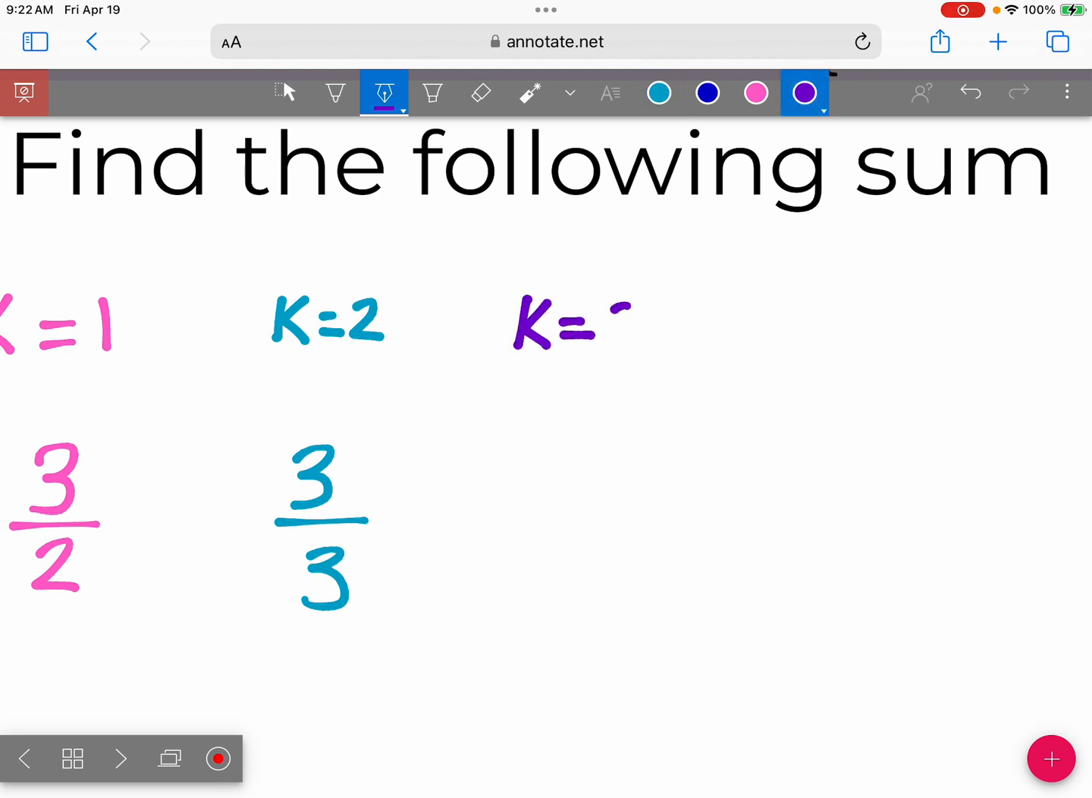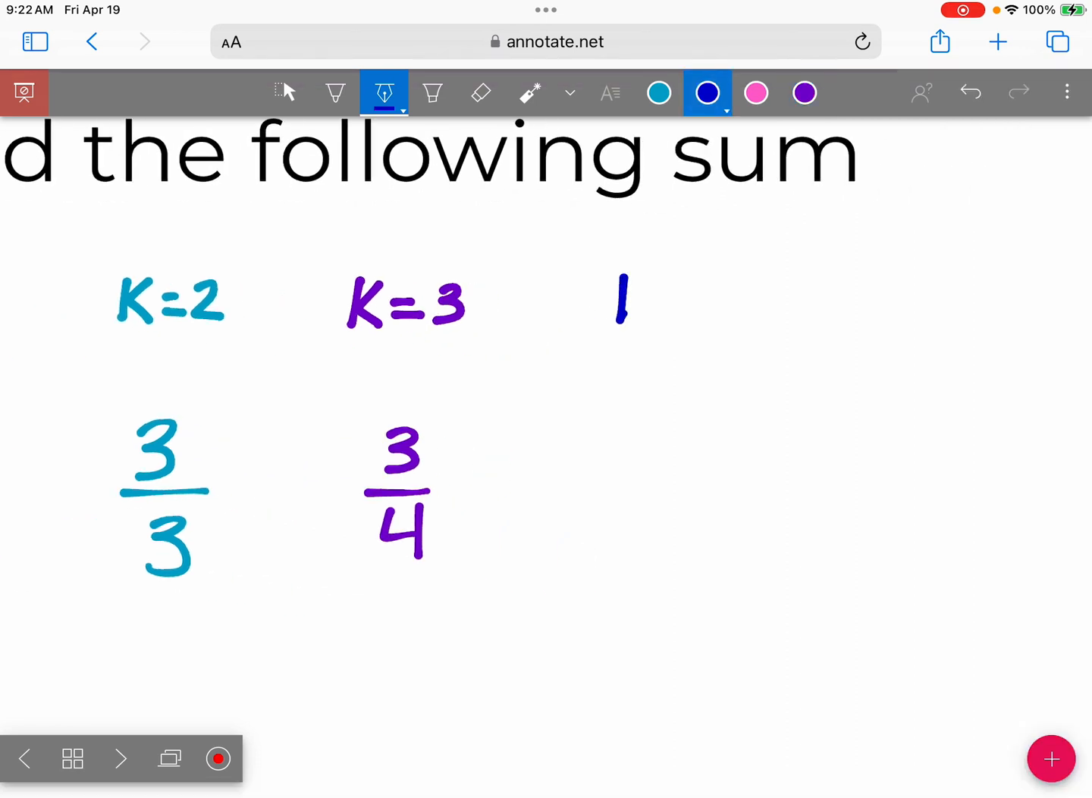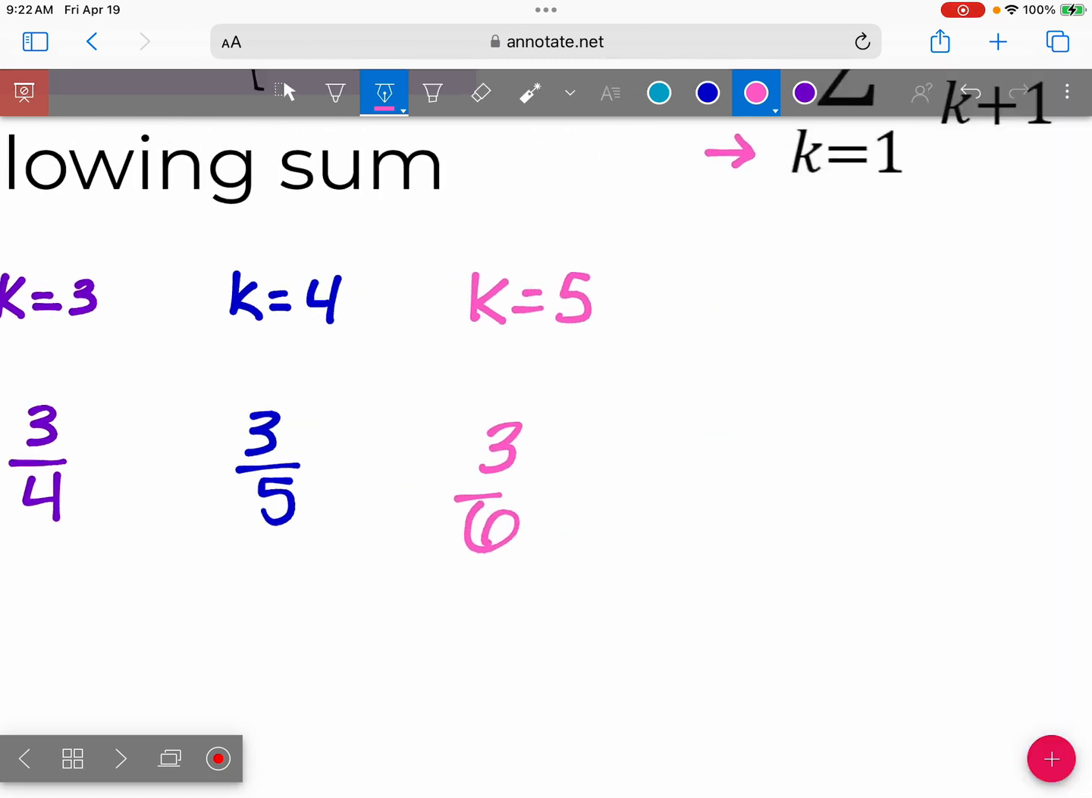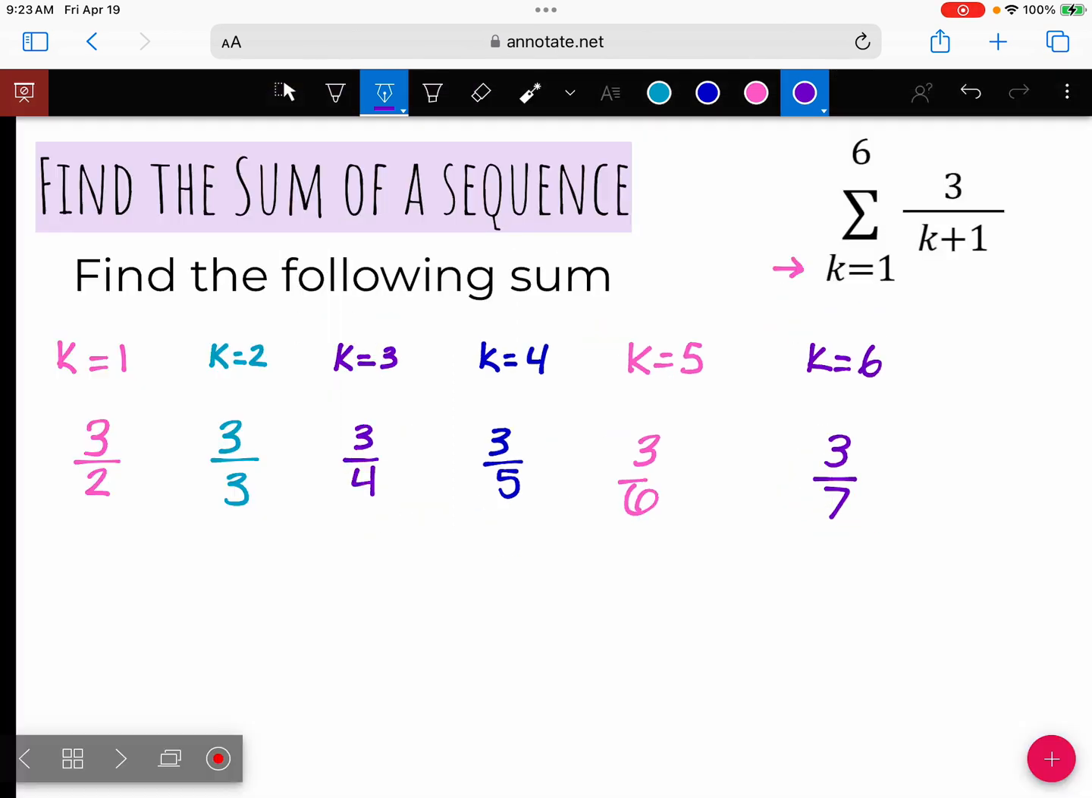K of 3, yep, 3/4. K of 4, 3/5. K of 5 is 3/6. And last one, K of 6 is 3/7. Exactly right. So we've got all of our values here.